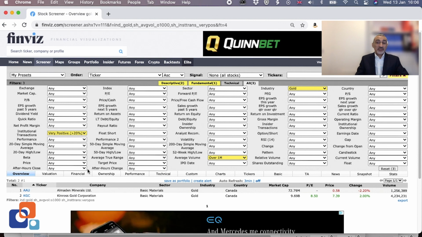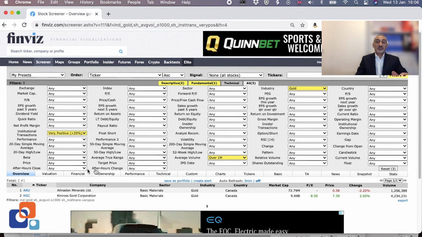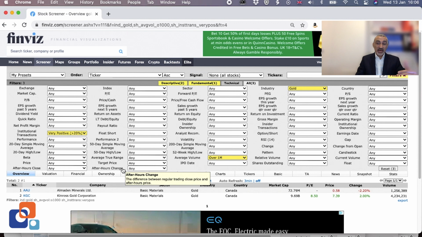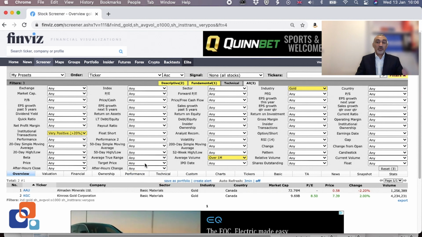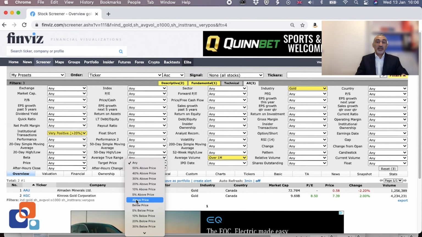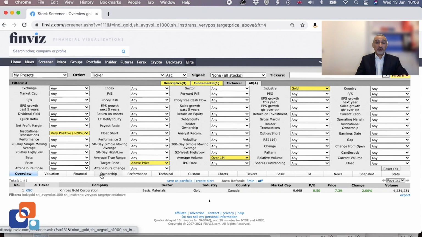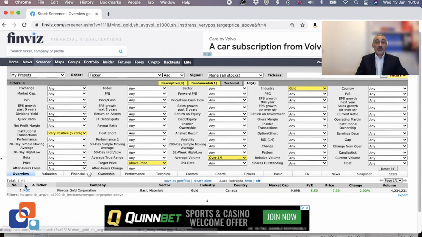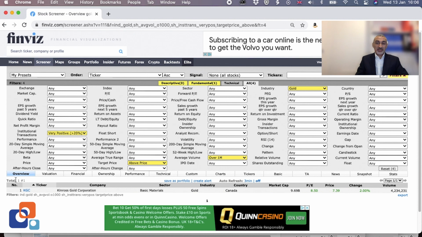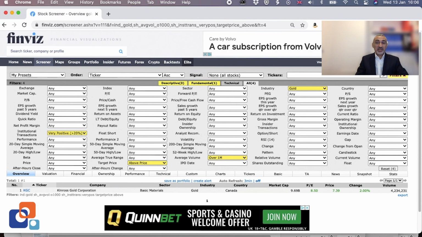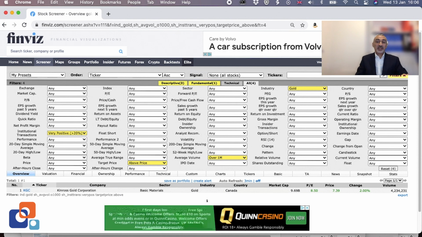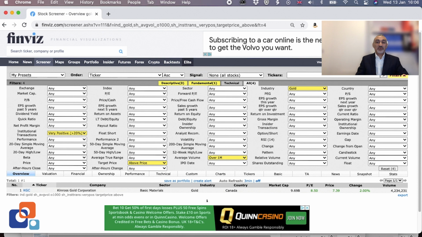If we're bullish on the sector, we want companies to invest in, which means that we want companies that have a fundamental target price that is higher than the current price. So we go to target price and choose above price. This means that the analyst target prices for these stocks are higher than the current price. Now we have 1 company on the list. And just like that, we have our short list with the only company that has a fundamental target price that is higher than the current market price.